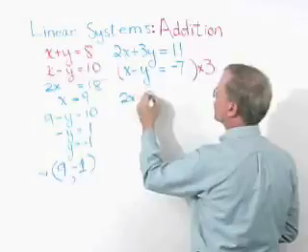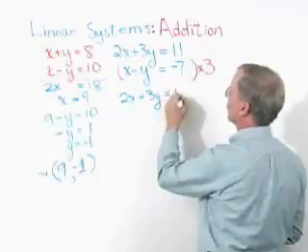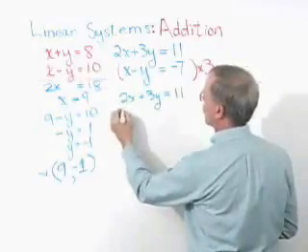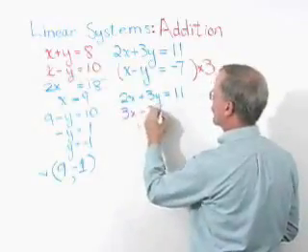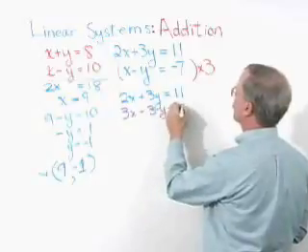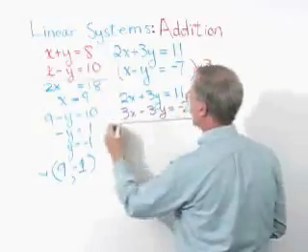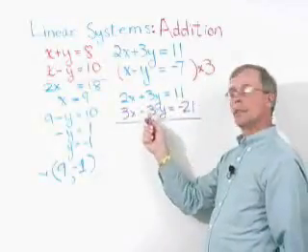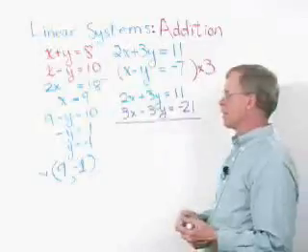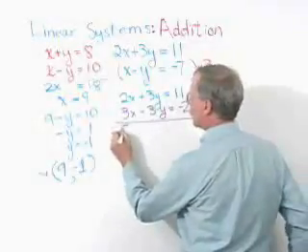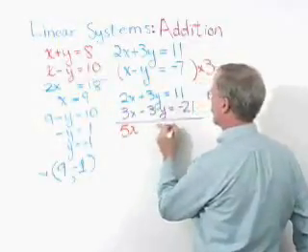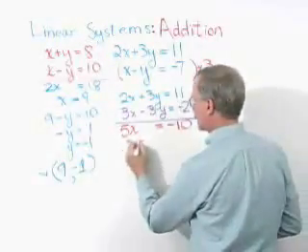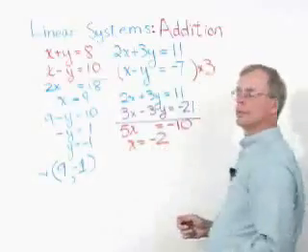2x plus 3y equals 11. But now my second equation turns into 3x minus 3y equals negative 21. Now I've got just what I was looking for, because now I've got coefficients that are opposites. And when I add, I'll get 5x equals negative 10. And that'll give me x equals negative 2.